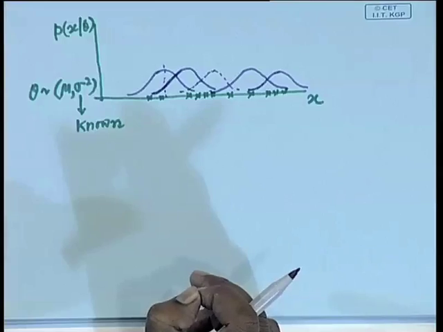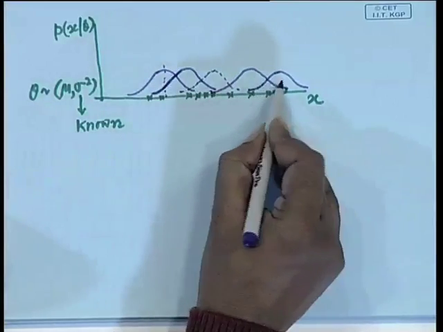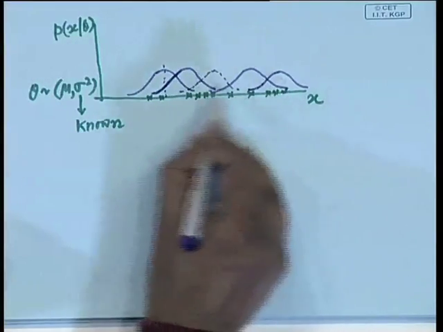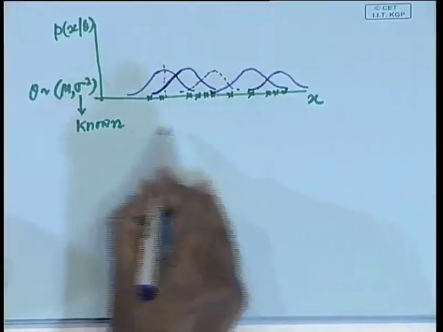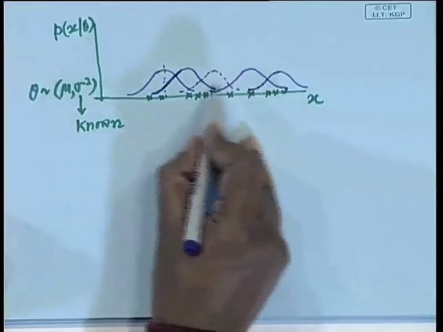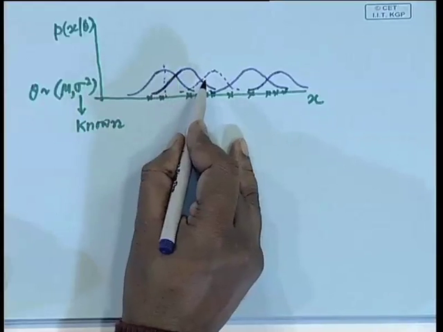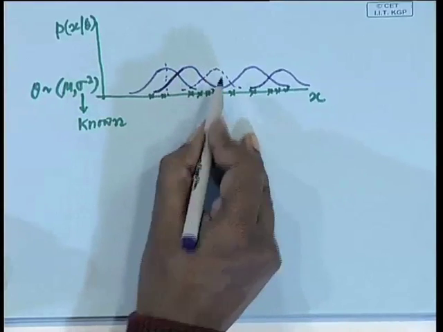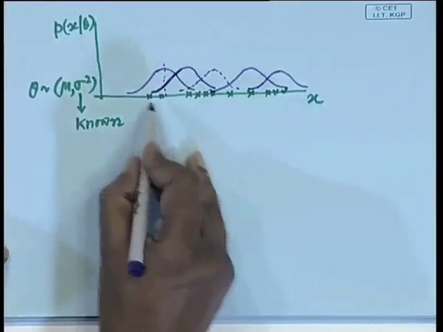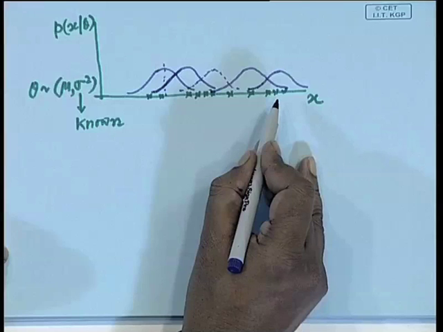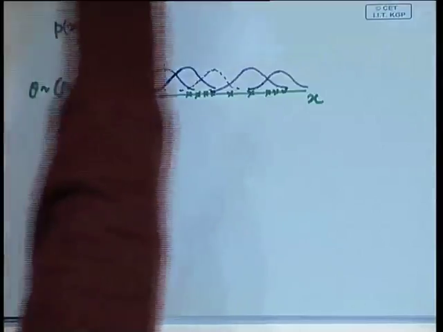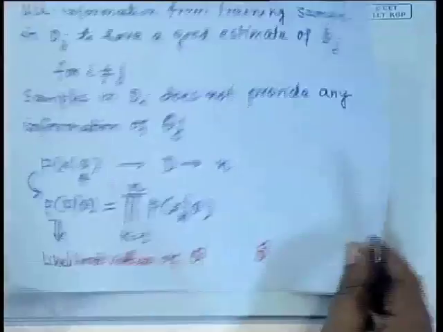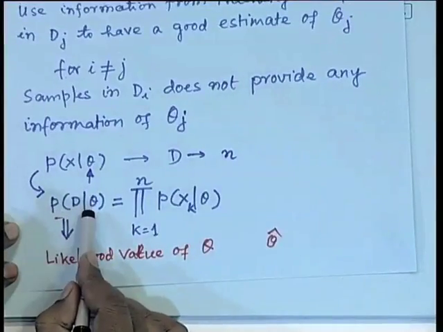Is that okay? Now, you find that all these different distributions do not really represent the distribution of this data set. Only one of them will faithfully represent the distribution of this data set. So, for that, this likelihood estimate, the likelihood value p of D given theta, is very important.